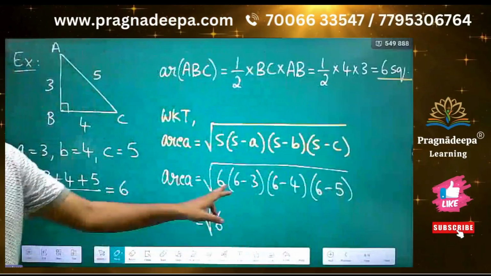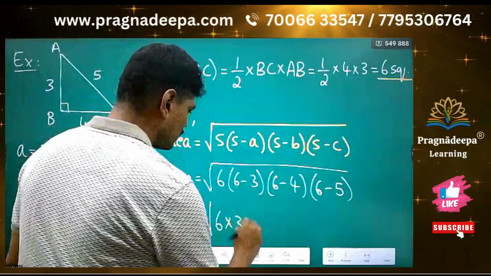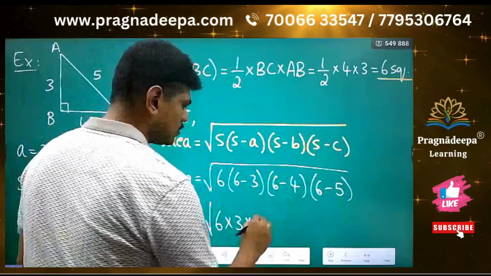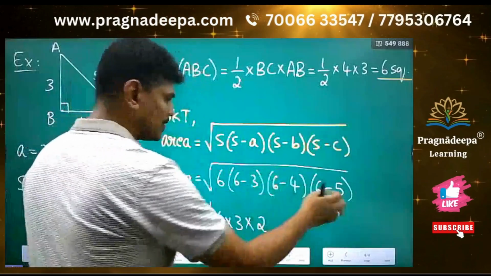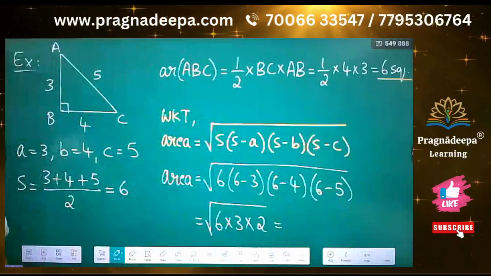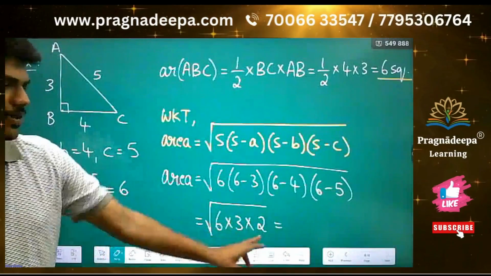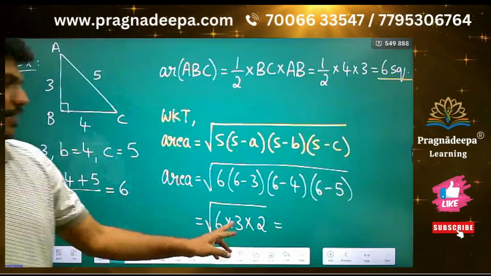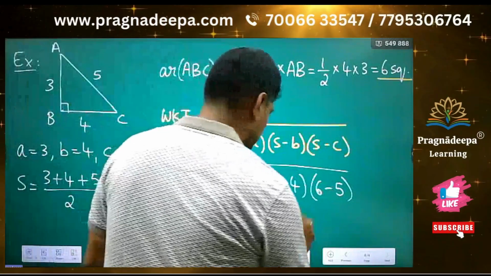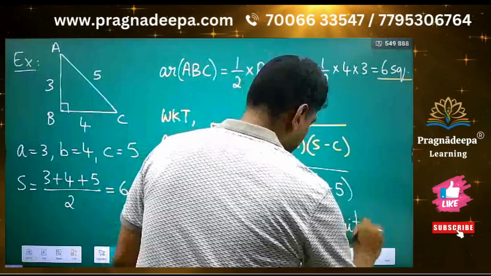What is 6 minus 3? 3. What is 6 minus 4? 2. What is 6 minus 5? 1. No need to write 1. 6 times 3 is 18, 18 times 2 is 36. If we take the square root of 36, what happens? It is 6. So is it 6 square units?